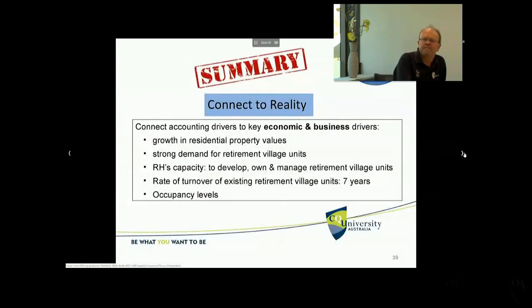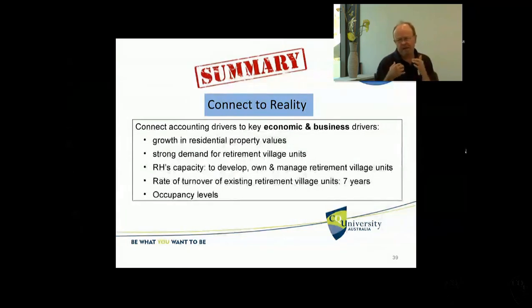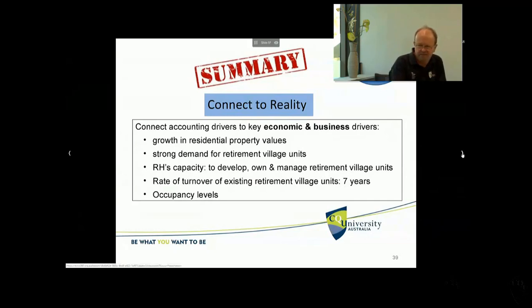Now, we also talked about how we need to connect to reality. We can be looking at the accounting numbers, but nobody cares what the accounting numbers are. What people care about is the business. And so what are the accounting numbers telling us about the business? The accounting numbers can be anything depending on the accounting rules, but what are they telling us? And so we're going to be needing to connect to the economic and business drivers. And I've listed out some of the economic and business drivers for Ryman Healthcare. And so we need to connect those accounting drivers to the economic and business drivers of the past.